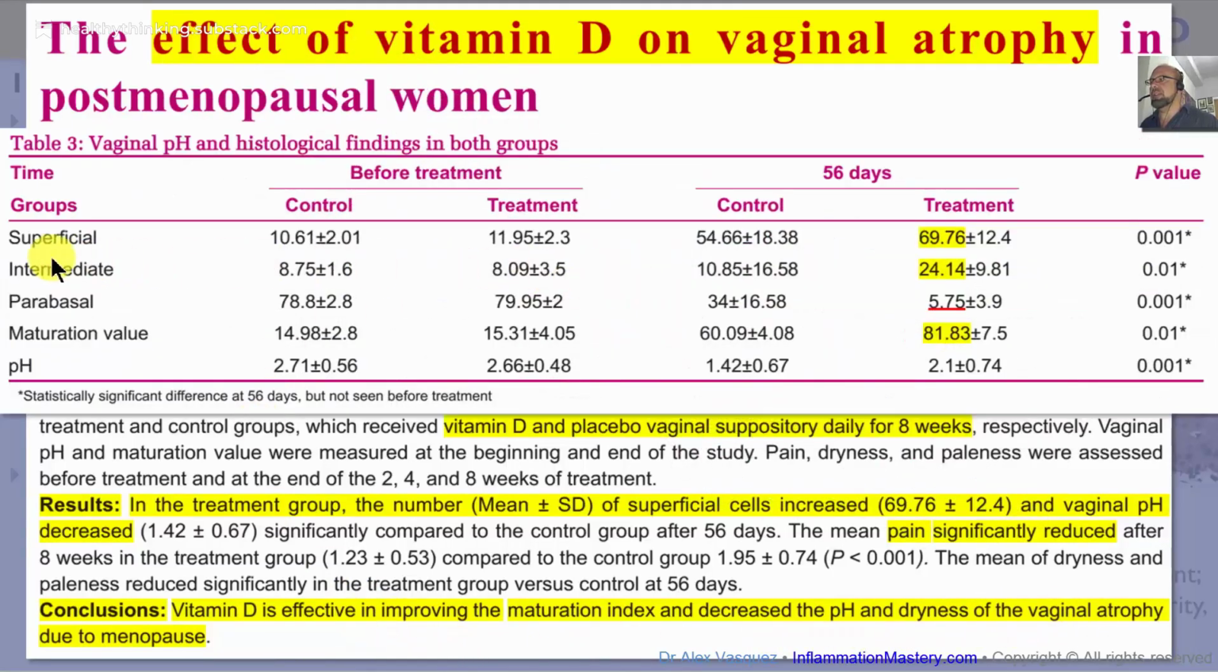And let's look at a few more details here. So you can see here that superficial cells increased significantly, intermediate cells also increased very significantly, parabasal cells reduced, and that's a good sign because parabasal cells are considered somewhat intermediate or abnormal or atypical. The maturation value increased significantly from baseline and relative to controls. So again, remarkable improvement here from the application of 1,000 international units topically.